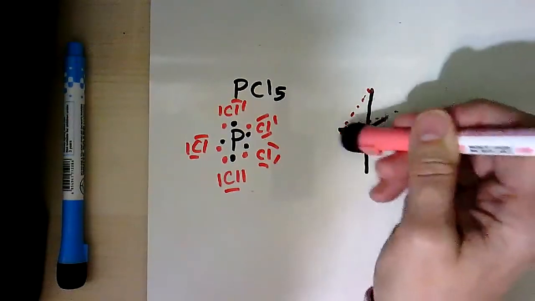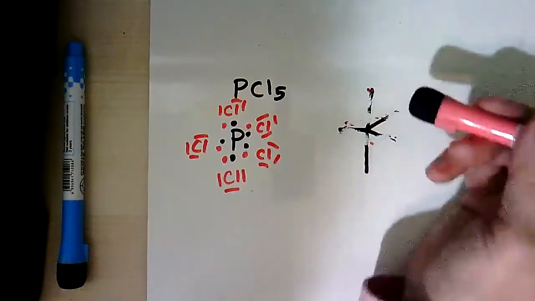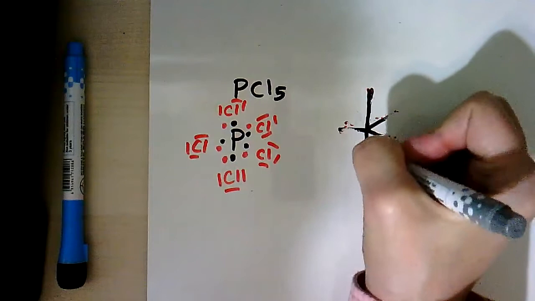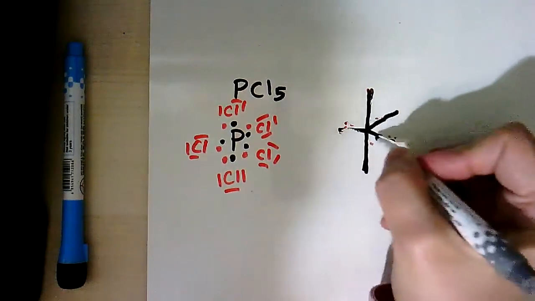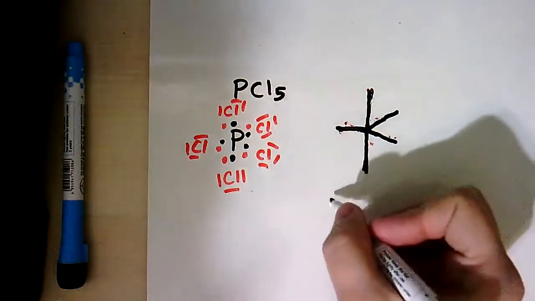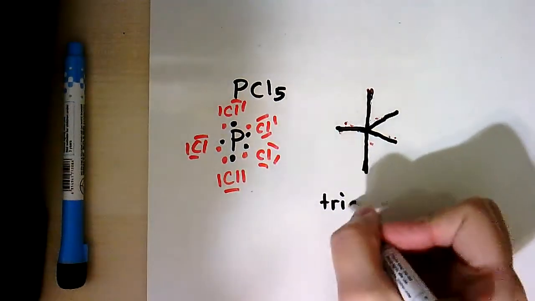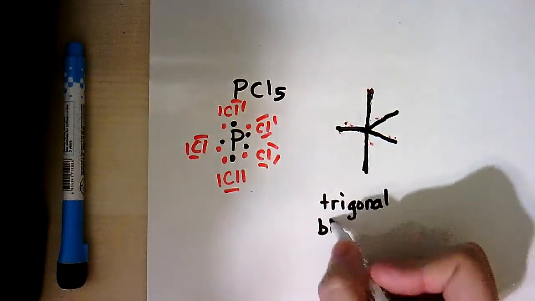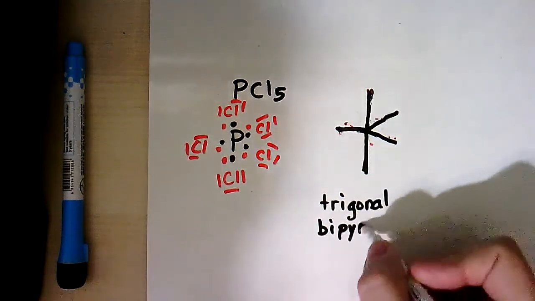This is just to help explain the name of this particular geometry, trigonal bipyramidal. Bi because there are 2 pyramids, one going up and one going down. So we'll call that trigonal bipyramidal.